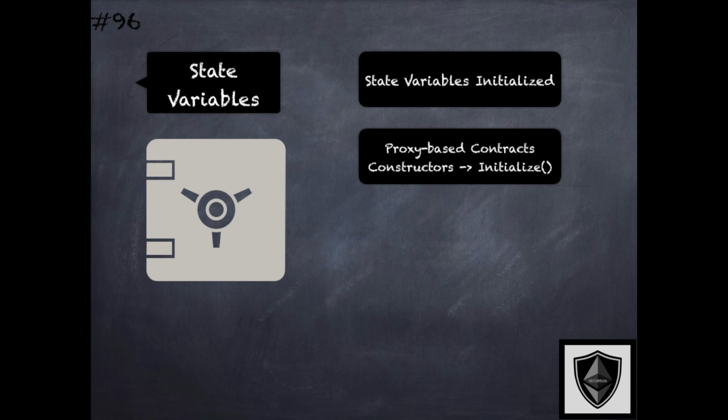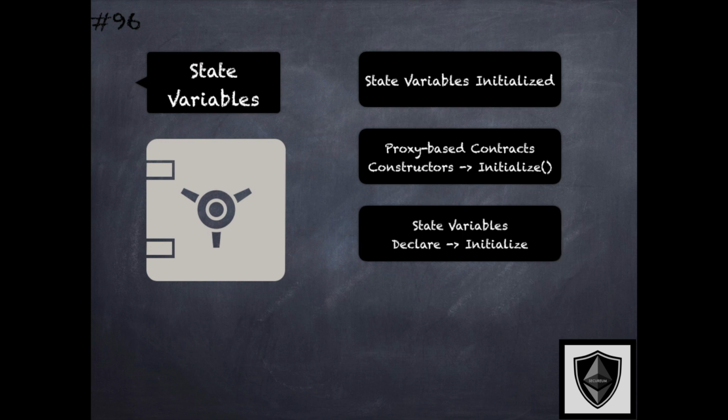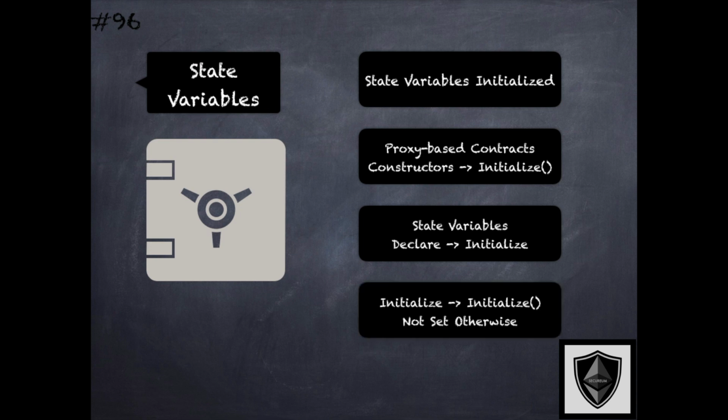Similarly, state variables in the implementation contract should not be initialized in their declarations themselves, because such initializations will not be reflected when the proxy contract makes a delegate call to this implementation contract. So instead, the state variables should be initialized within the initialize function, because otherwise they would not be set when the delegate call happens.